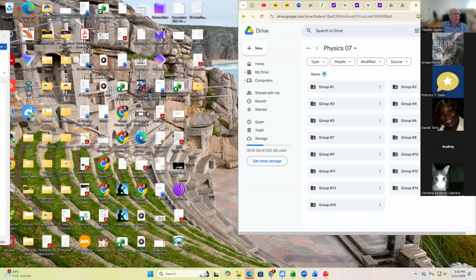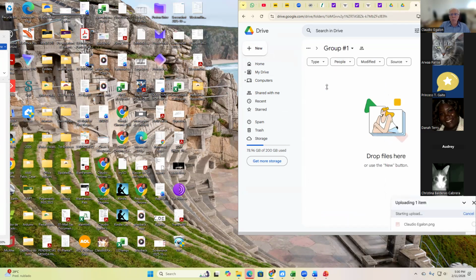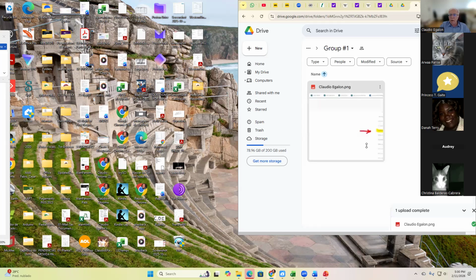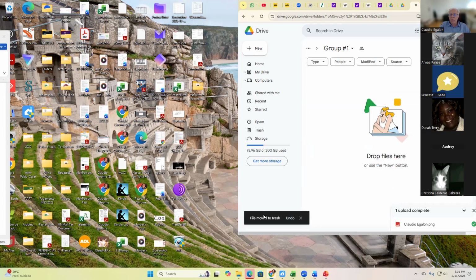Okay, so click, drag and drop. And here you go, I'm dropping it here to group number 1, right? And then once I open group number 1, my file is supposed to be there. So I want you to do the same, just to make sure everything is working fine. And then I will ask you to delete, move to trash, just like I did.